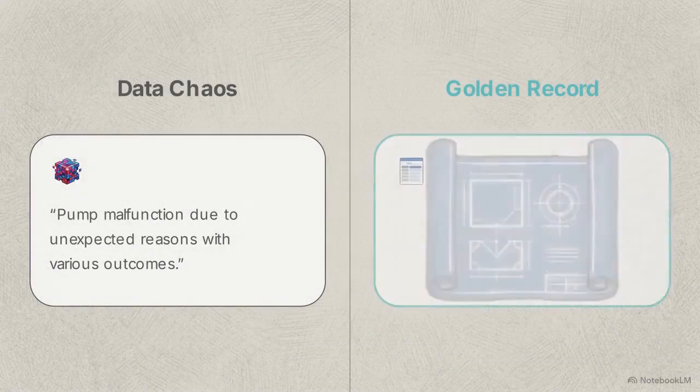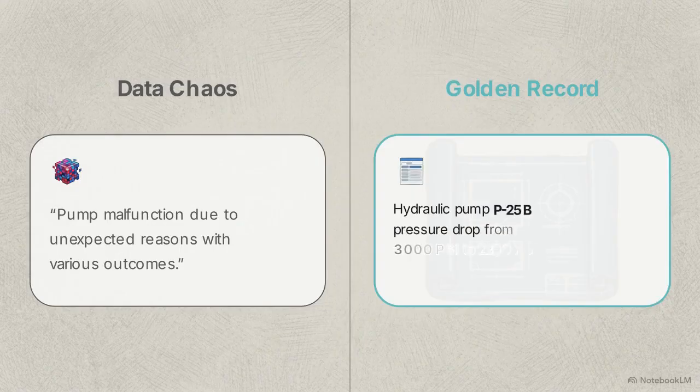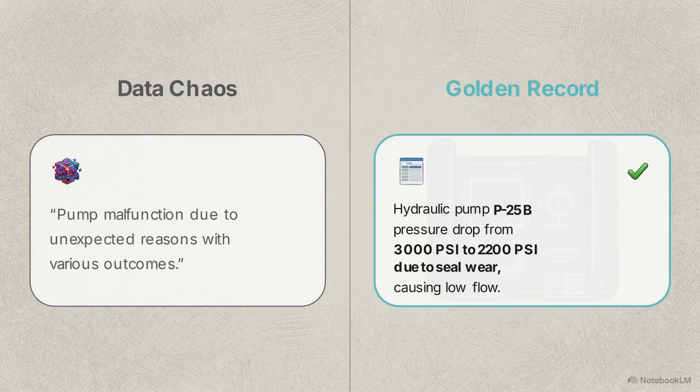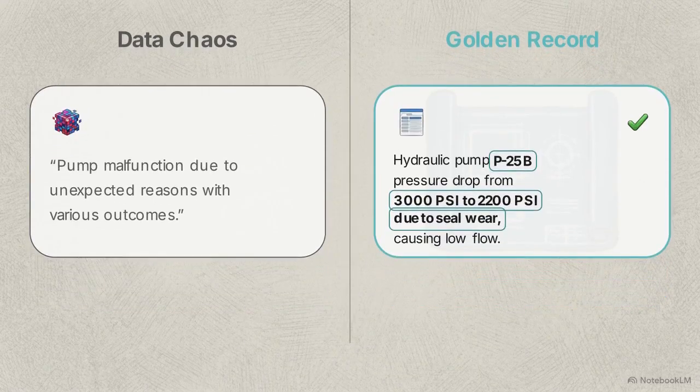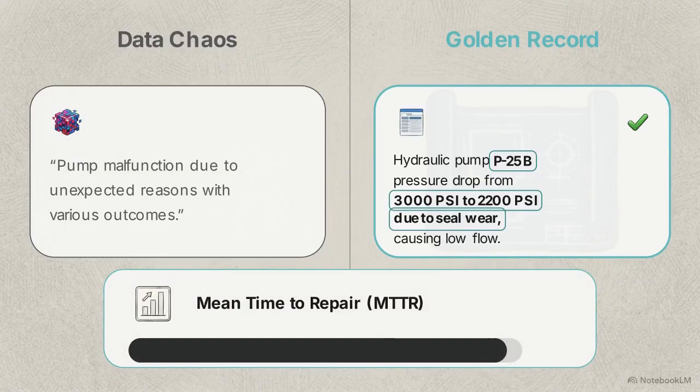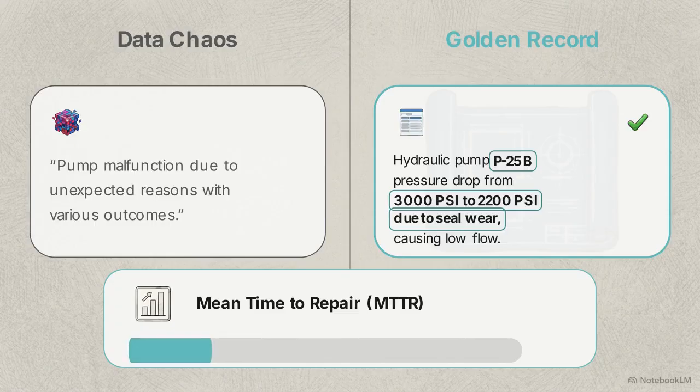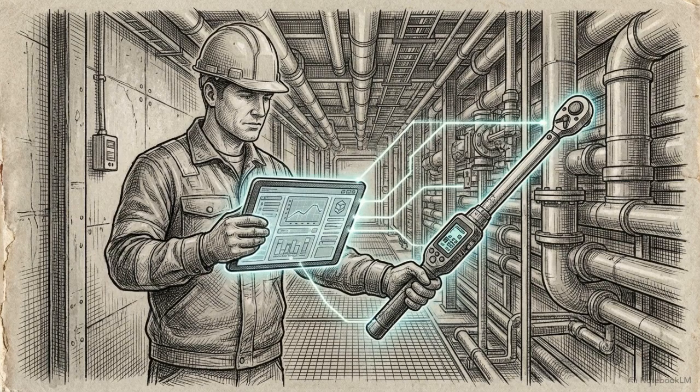The new description reads, "hydraulic pump P25B pressure drop from 3,000 psi to 2,200 psi due to seal wear, causing low flow." Notice the exact measurable parameters here. Documenting the drop from 3,000 psi to 2,200 psi provides a direct technical path for troubleshooting. This level of specificity eliminates diagnostic guesswork and directly reduces mean time to repair. The next shift can see exactly what changed, allowing them to pull the right tools before they even arrive at the machine.